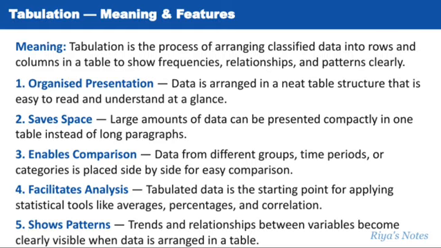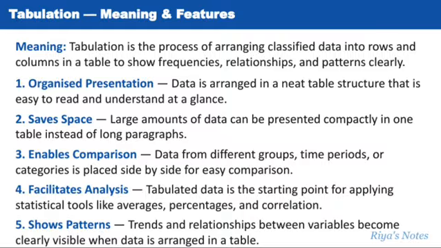Tabulation, meaning and features. Meaning: tabulation is the process of arranging classified data into rows and columns in a table to show frequencies, relationships, and patterns clearly. 1. Organized presentation. Data is arranged in a neat table structure that is easy to read and understand at a glance. 2. Saves space. Large amounts of data can be presented compactly in one table instead of long paragraphs.